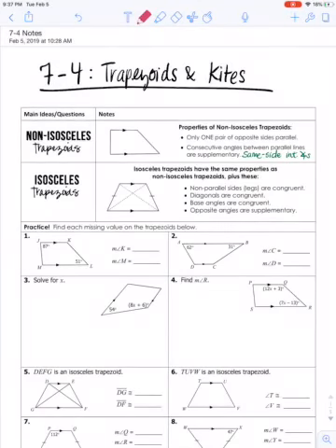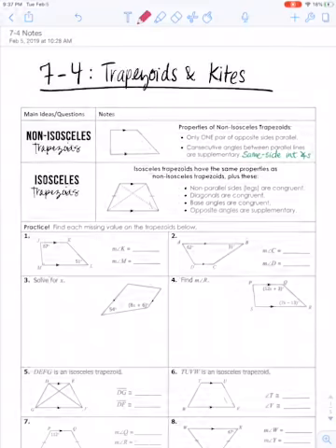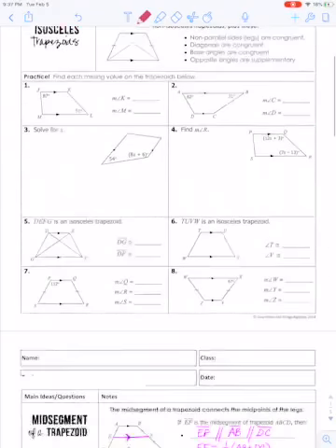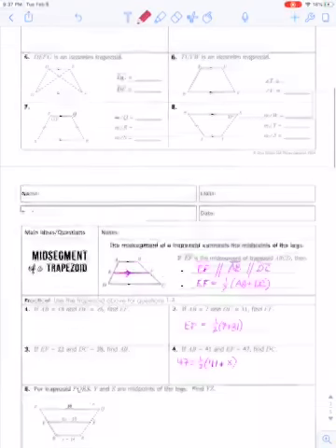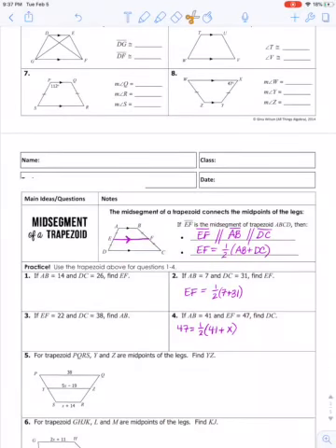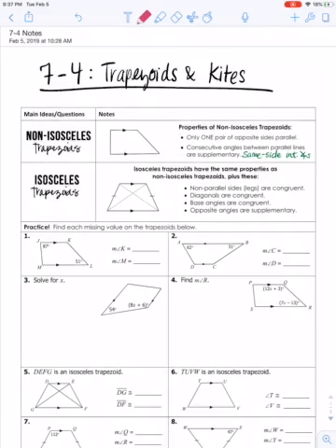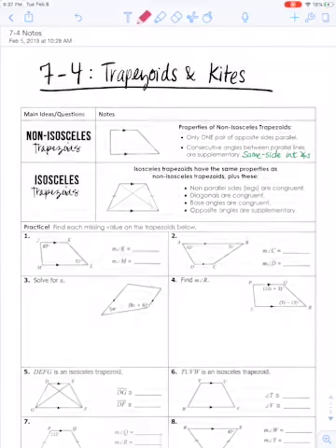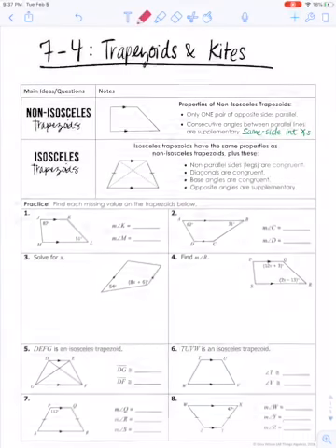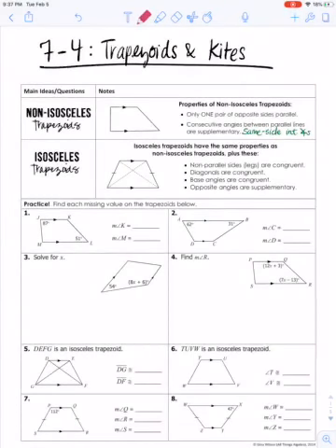All right, so if you missed 7-4 or needed a recap, or are in my fourth period and did not quite get the rest of the notes because of that lovely fire alarm, I'm going over trapezoids and kites, 7-4. You have these notes given to you in class, but obviously, if not, you can print them out. They're posted on Google Classroom.